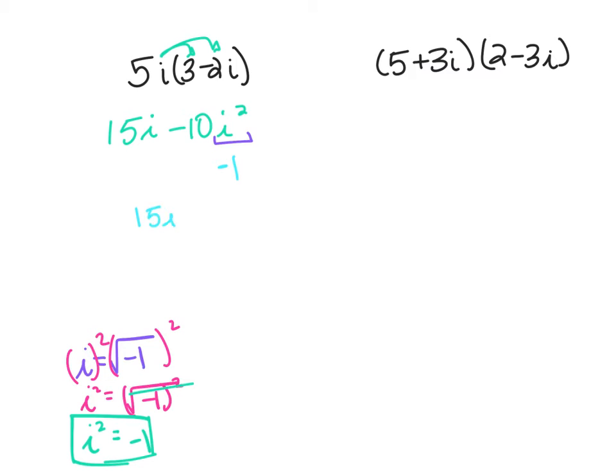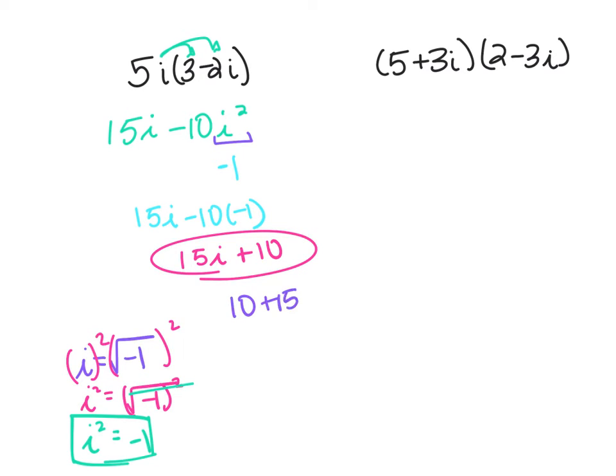So this turns into 15i minus 10 times negative 1. Well, negative 10 times negative 1, that turns into a positive 10. So we get 15i plus 10. And if you want it in that a plus bi form, really not a big deal, but you could switch the order to write 10 plus 15i. Same thing, they both work, they're both correct. So when you end up with an i squared, you have to sub it out for negative 1. Again, only when it's the i with the square on it.